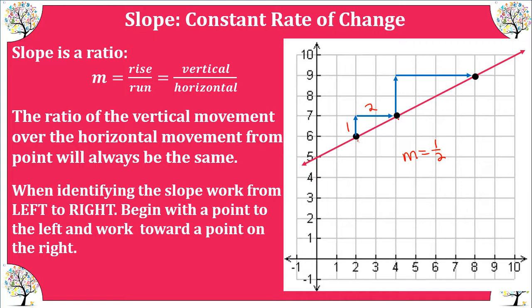Or I could choose this point, (4, 7), and see the steepness to the point (8, 9). So my rise is up 1, 2, and my run is 1, 2, 3, 4. I have a slope of up 2 and right 4, which simplifies to 1/2. You can choose any 2 points on a line to find the slope. But again, remember, work from left to right and always identify the rise, the vertical change, first, because it goes on top in our ratio.